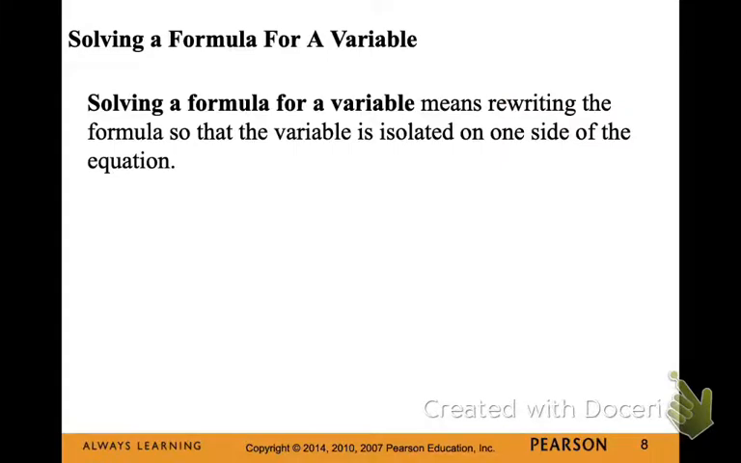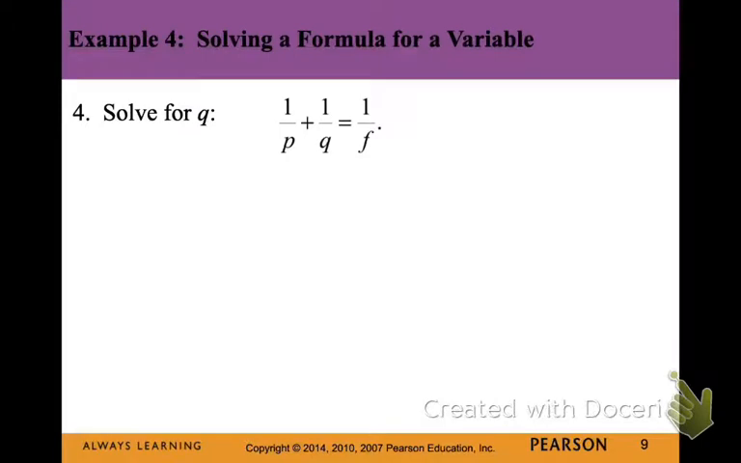Sometimes you'll need to solve a formula for an indicated variable. We call this rewriting. So we rewrite the formula so that the variable that's indicated is isolated on one side of the equation and everything else is on the other. So we have this formula. Who knows what it means, but we're going to solve for q. That's just the indicated variable.